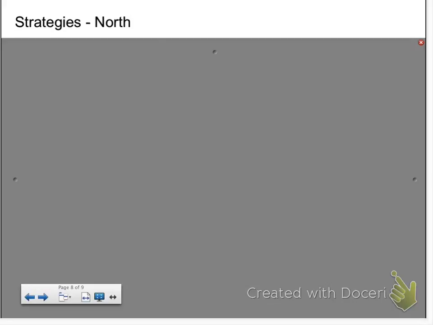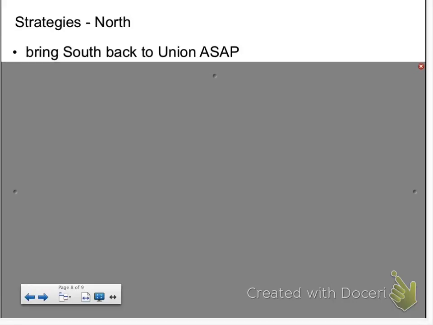What do you think the North strategy was? If you were Lincoln and some of these generals, what would you want to do? Like persuade the South to join the Union. Okay, perfect. That's good. That's one. Right away, as soon as they could, they wanted to bring the South back to the Union. That was their number one goal.